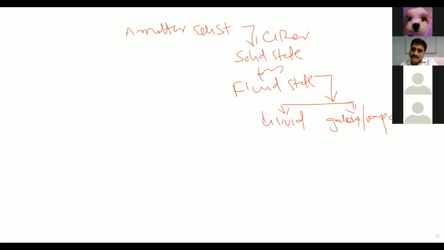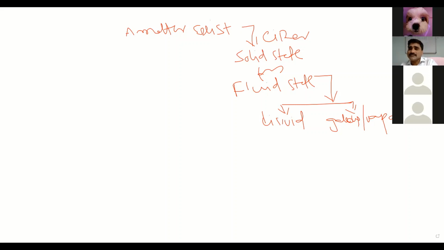In solids, the force of attraction between the molecules is large. In liquids, the force of attraction of the molecules is relatively less than in solids. And in gases, the force of attraction of molecules is lesser than in both solids and liquids.